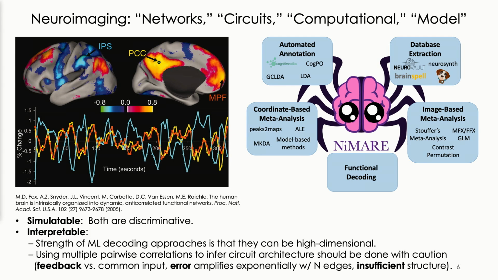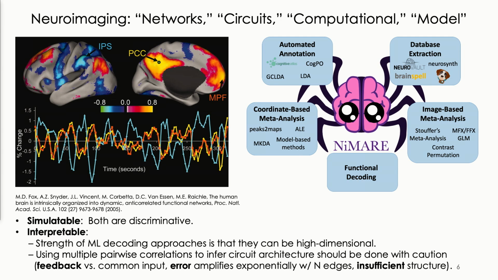This requires an element of time. So it's not just asking, are you in this category or this category? It's asking, how does the system evolve over time? So both of these methods that I've described are discriminative. You can't simulate with them. You can describe symptoms, you can describe disorders, you can describe functions, but what you can't do is simulate how they will evolve over time.